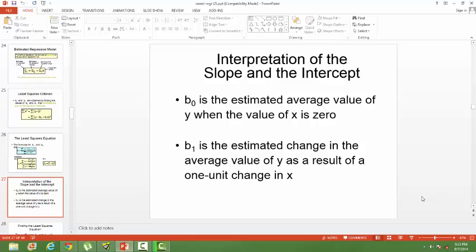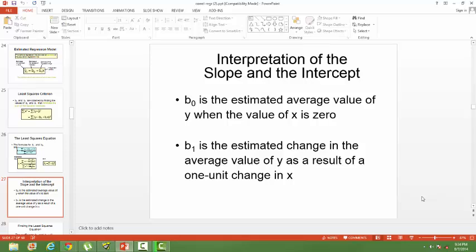When x is 0, that means there is no x. Your slope coefficient multiplied by x, which is 0, becomes 0, right? So your model has only the intercept. So your intercept tells you that when x takes 0 value, or there is no x, what is going to be your value of y? There is no x. X is completely null. So what is the value of y? That is nothing but equal to the intercept.